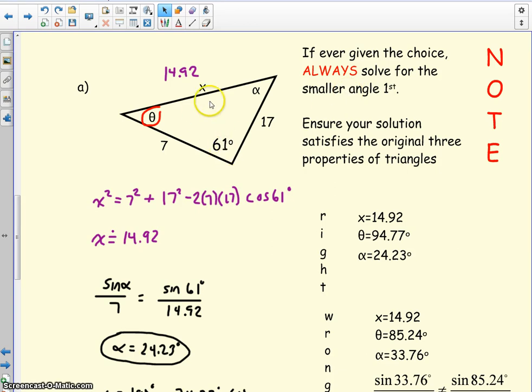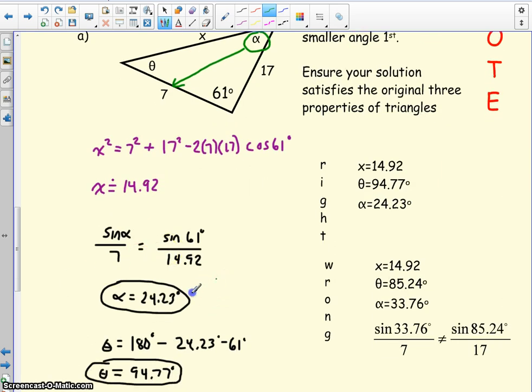So what you need to solve for first here, instead of theta, is alpha. And how do you know that's the smallest angle of what's left? Well, it's across from the smallest side in the triangle. So you have to solve for alpha first using sine law. That gives you 24.23 degrees. And then you can use your sum of the angles in a triangle to get your third angle.